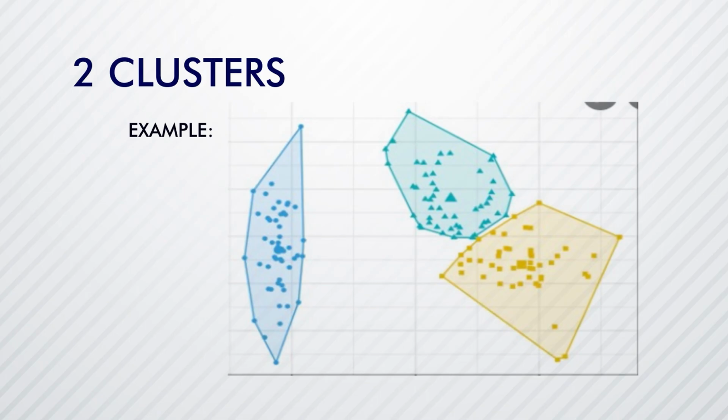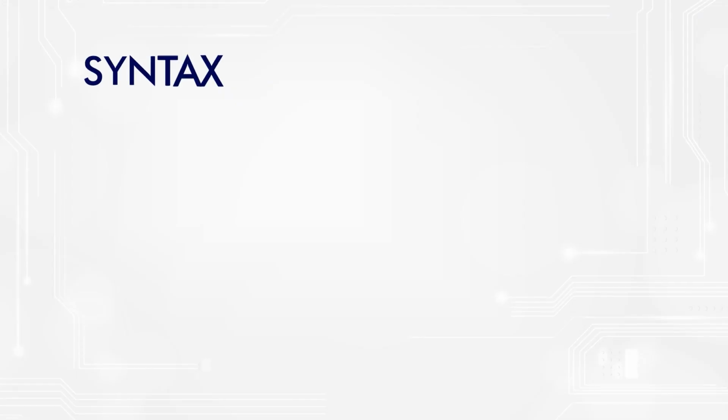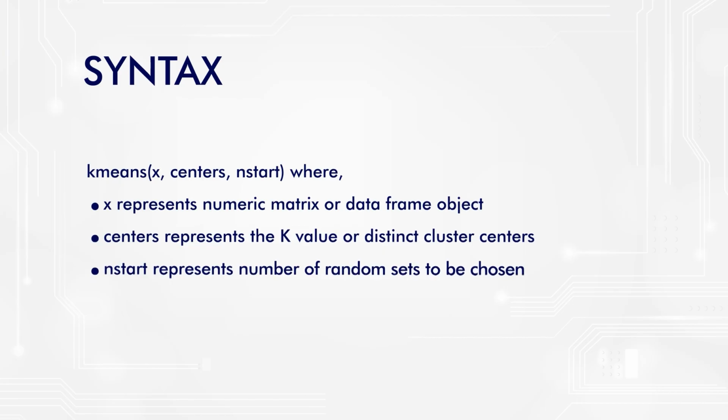In R, clustering is very simple to perform. Okay. So how to do it? Simply start with the syntax, that is k-means, followed by 3 arguments. The first argument is x, that represents a numeric matrix, also referred to as a data frame object. Another one is centers, that represents the k value or distinct cluster centers.